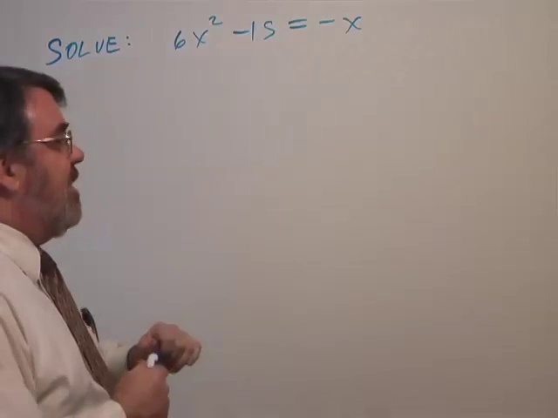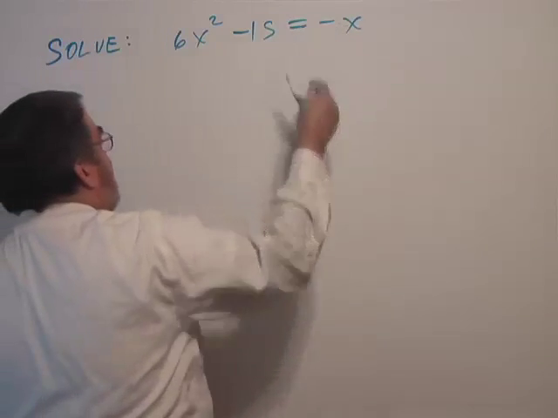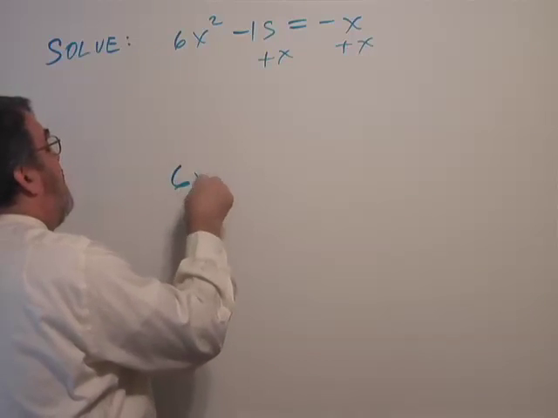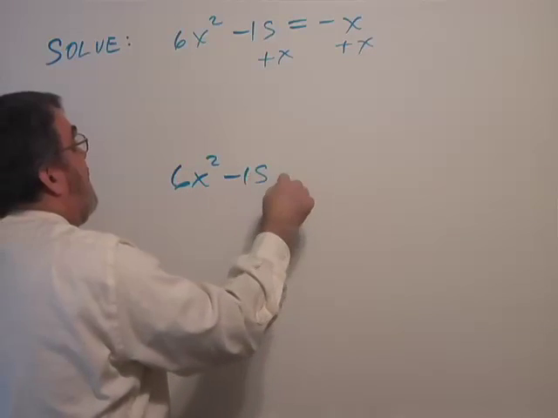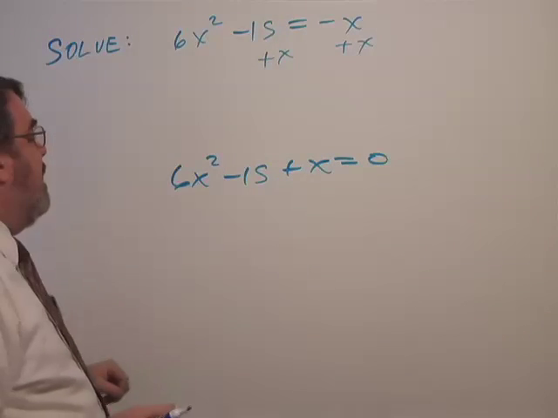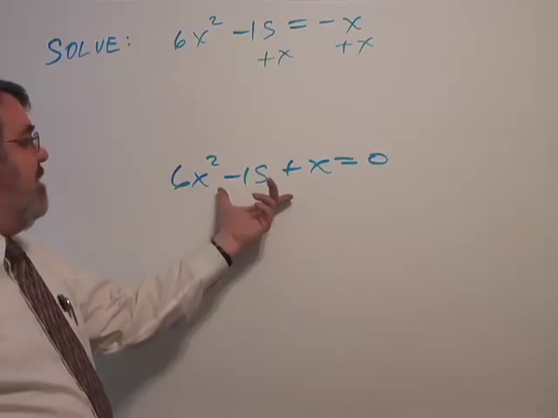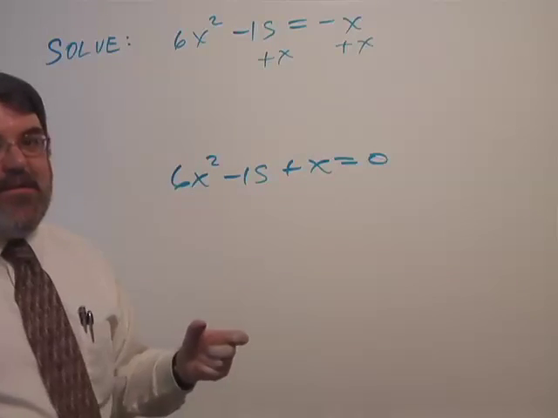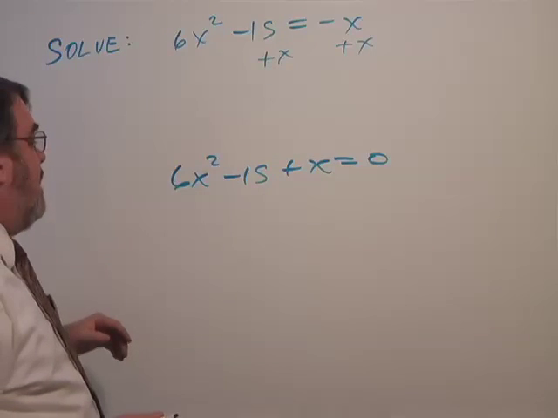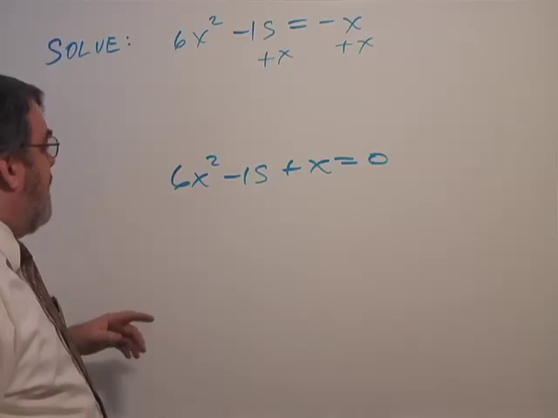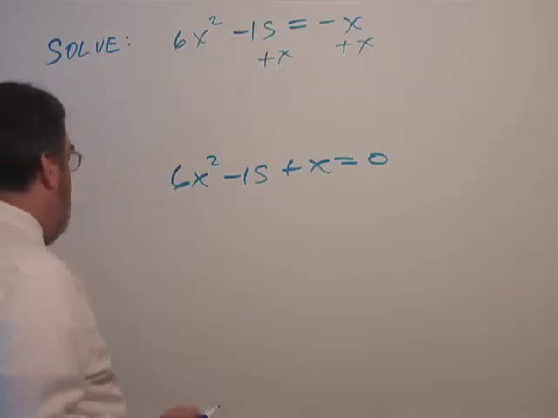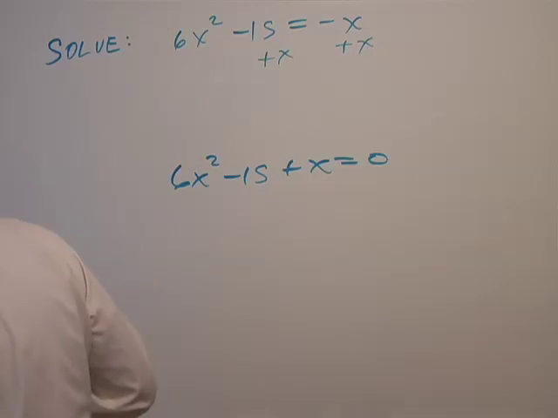Now here's a mistake I've seen before. If I add x to both sides here to cancel the x, and suppose I wrote down 6x squared minus 15 plus x equals 0. Alright, this equation is correct. However, if you try to factor this, written in this order, you're going to run into some problems. For one thing, it probably doesn't factor when it should. And for another thing, it's just harder to factor it correctly when it's not written in descending powers. So you want to write that in descending powers.